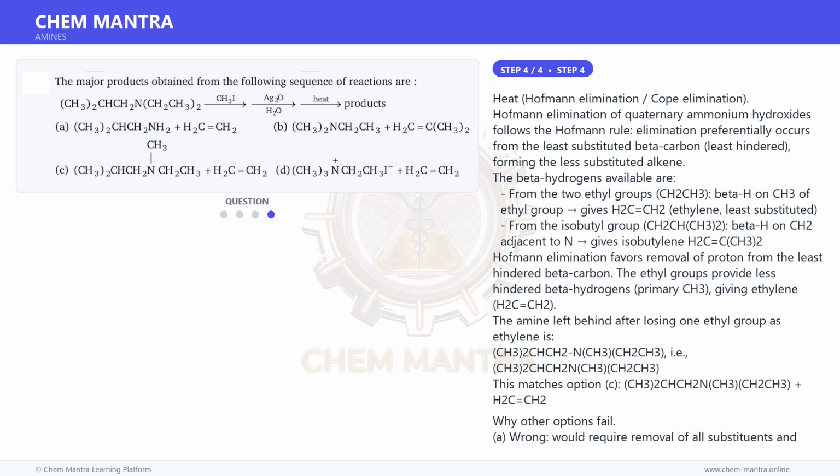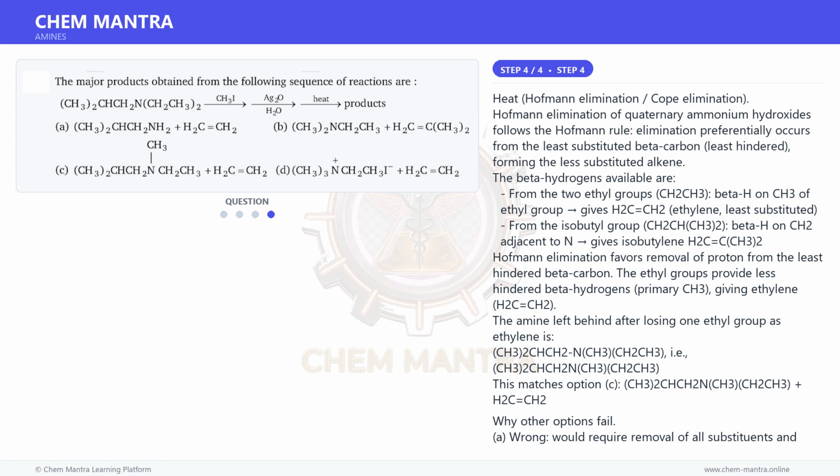From the isobutyl group, the beta H on the CH adjacent to the CH2 bonded to N gives isobutylene, H2C=C(CH3)2. Hofmann elimination favors removal of a proton from the least hindered beta carbon. The ethyl groups provide less hindered beta hydrogens, primary CH3, giving ethylene, H2C=CH2.